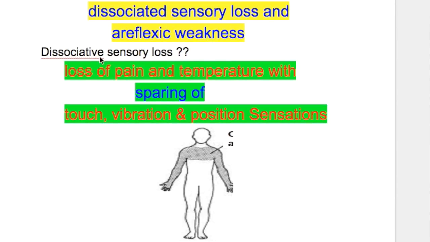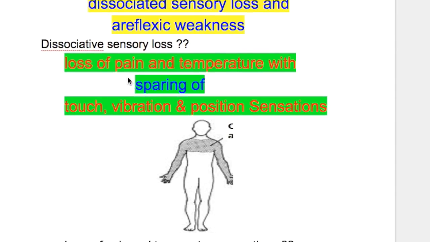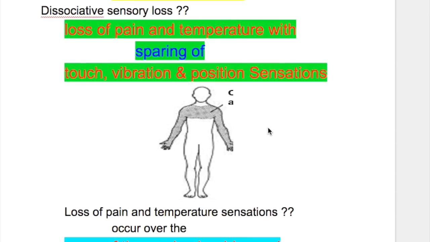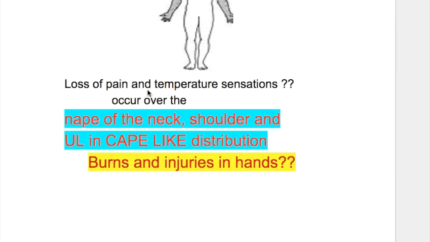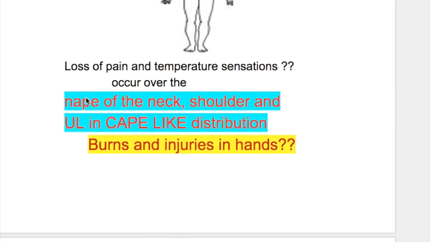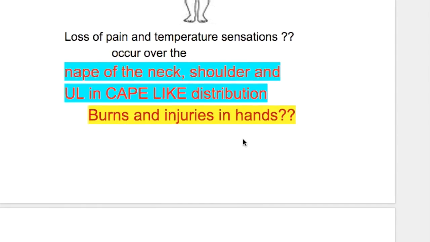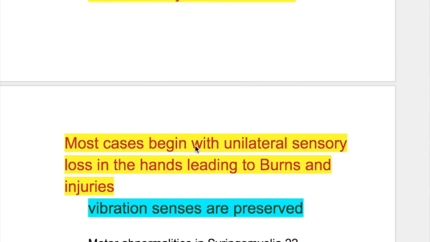So what type of dissociated sensory loss is produced in syringomyelia? Loss of pain and temperature fibers and sparing of touch, vibration and position senses. Pain and temperature fibers are carried by the lateral spinothalamic tract, and touch, vibration and position senses are carried by the dorsal column. What's the site of temperature and pain loss? Loss of pain and temperature sensation occurs over the nape of the neck, shoulder and upper limb in a cape-like distribution. Why do burns and injuries occur in the hands of patients with syringomyelia? Most cases begin with unilateral sensory loss in the hand, leading to burns and injuries.